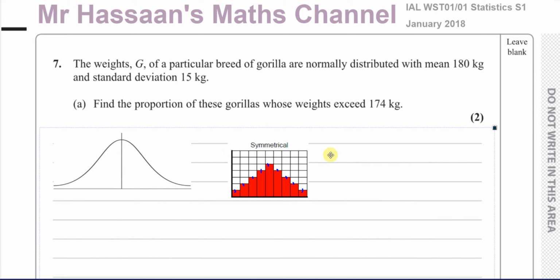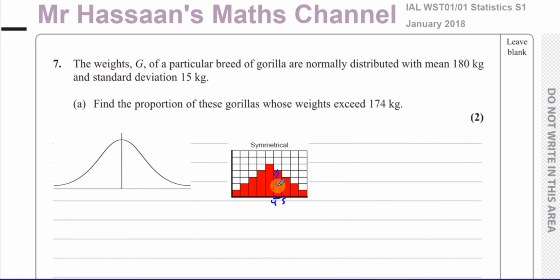Now, supposing in a histogram, we want to work out the proportion of the total number of entries which have a, for example, supposing this was to do with the heights or the weights of the gorillas. Say, we'll say this is about the weights of newborn babies, for example, and this bar represents between 4 and 5 kilograms.